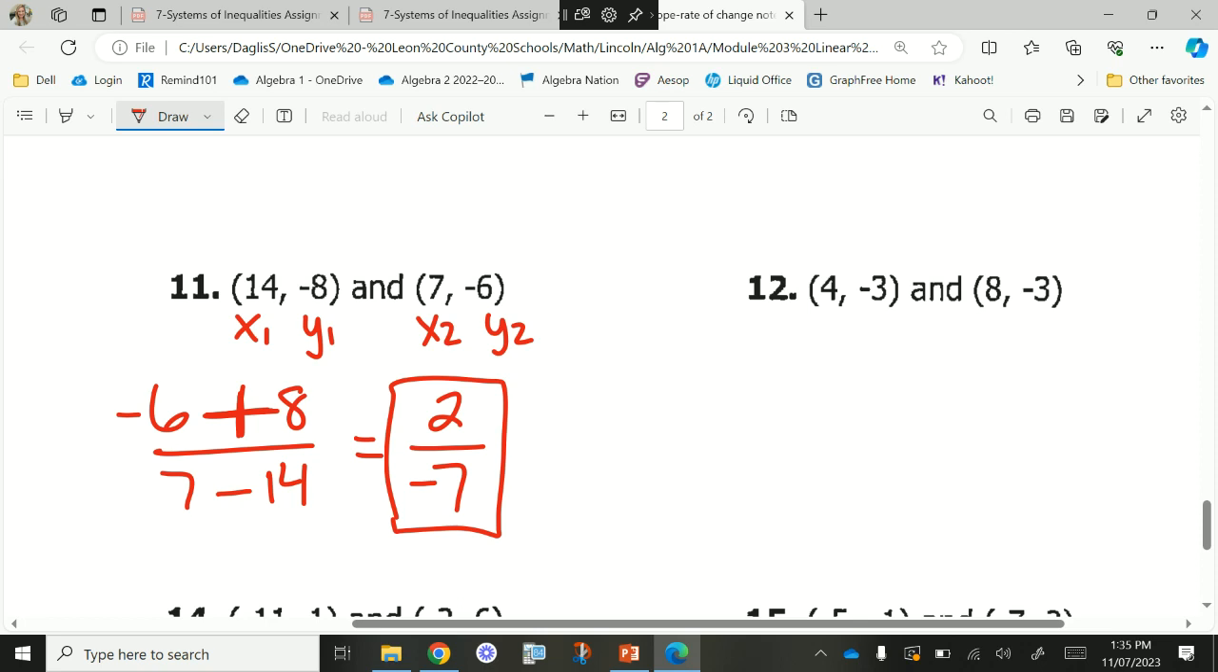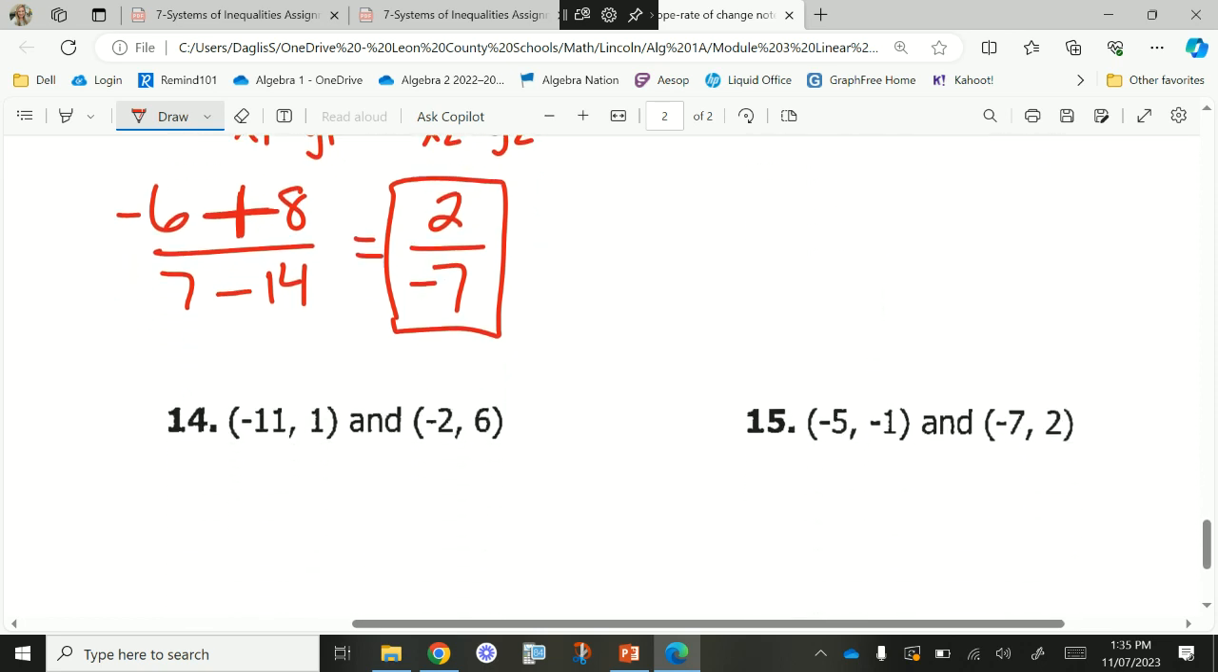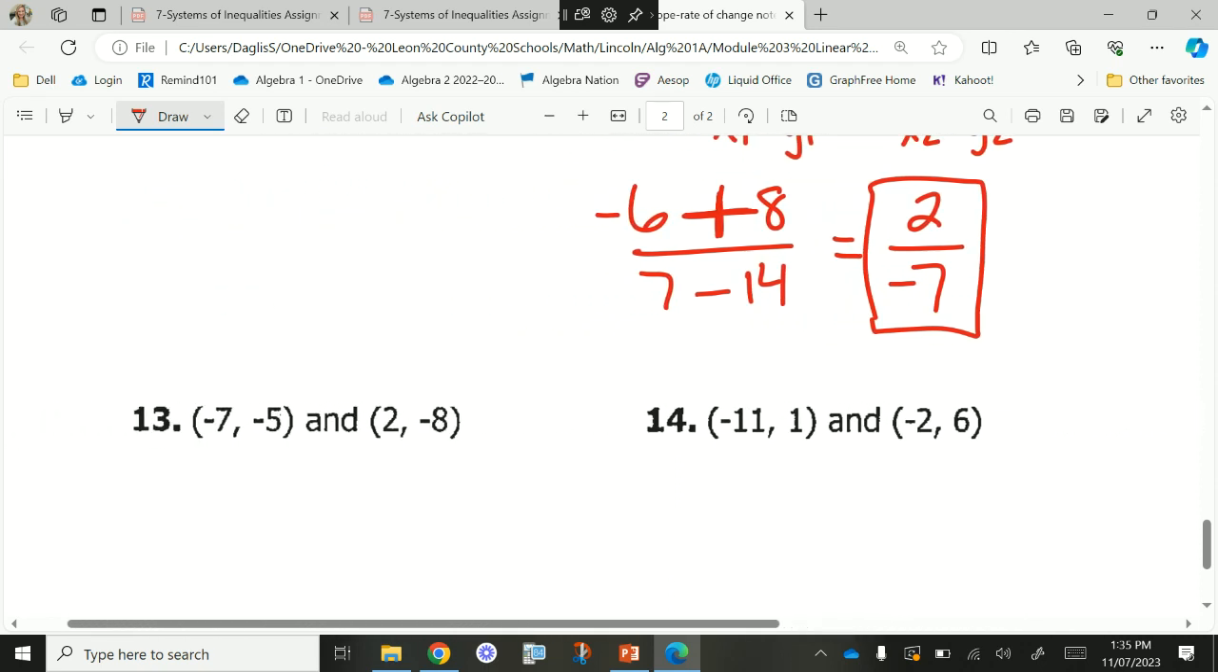All right, 2 more. We got this. Number 13. What's going to be my x1? Thank you. What is y1? What is x2? 2. And what is y2? There you go.